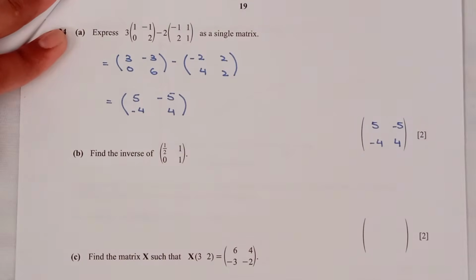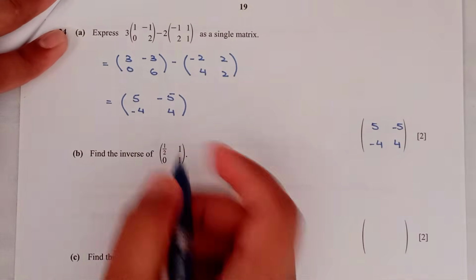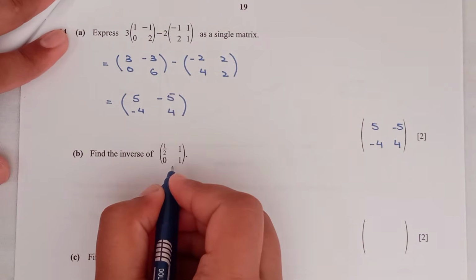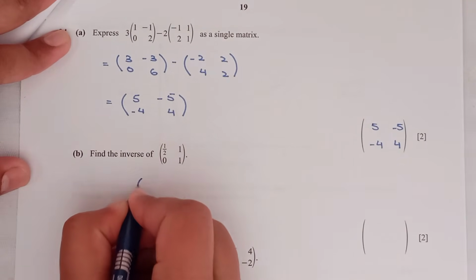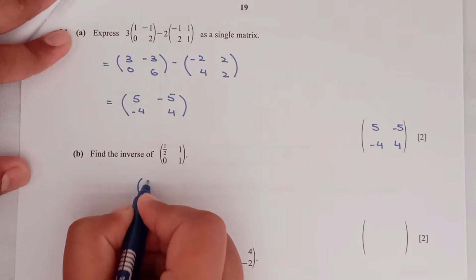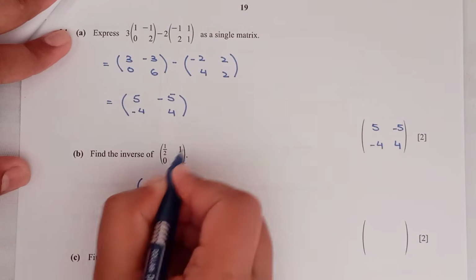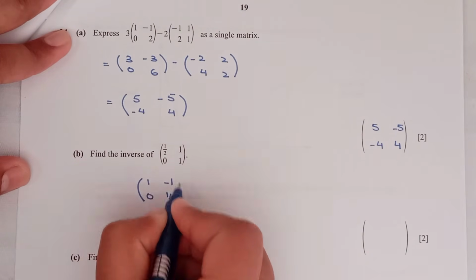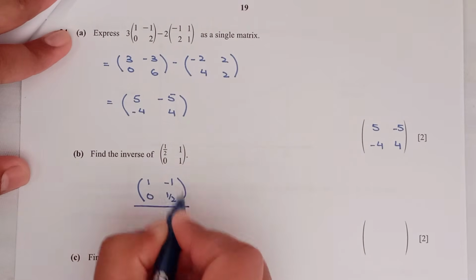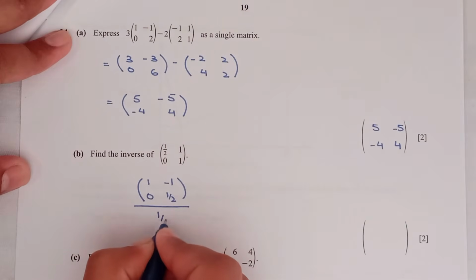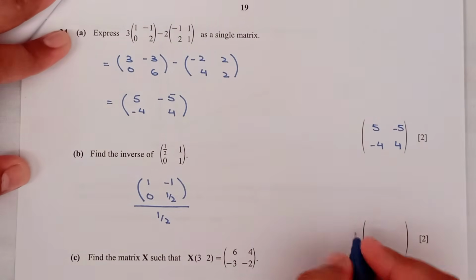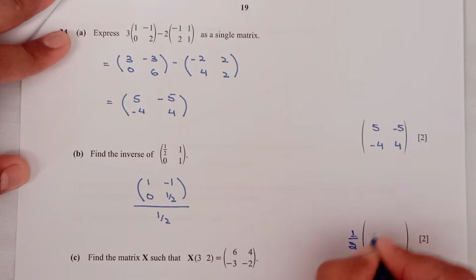Right. Now for the B part, find the inverse of this matrix. So the inverse of a matrix is always equal to adjoint over determinant. So what is the adjoint? The adjoint of this matrix is, we need to change the positions of the 1 and 1 by 2. And here we need to change the signs, minus 1 and minus 0. Dividing by the determinant. The determinant is 1 by 2 times 1, subtract 0 times 1. This is just 1 by 2. Right? So we can say this is 1 by 2, 1, 0, minus 1, and 1 by 2.